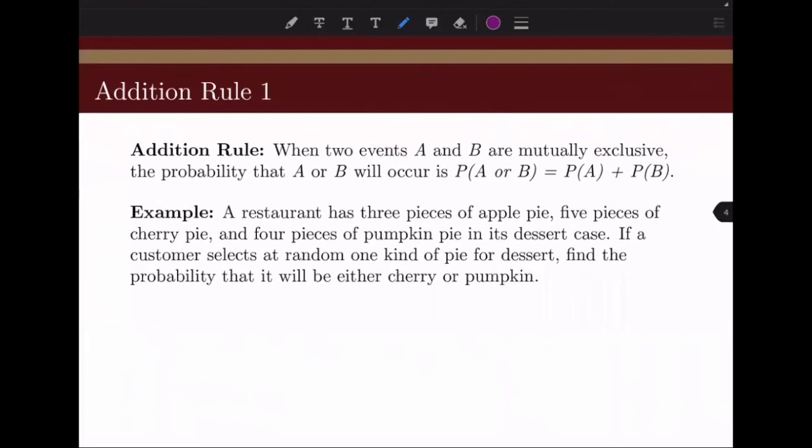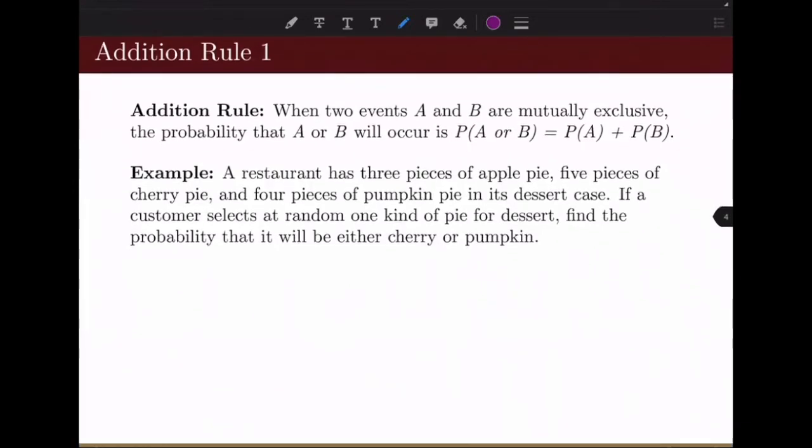Moving on, the addition rule. When two events A and B are mutually exclusive, the probability that A or B will occur is P(A or B) equals the probability of A plus the probability of B. We'll go ahead and run through an example where we need to use this rule. A restaurant has 3 pieces of apple pie, 5 pieces of cherry pie, and 4 pieces of pumpkin pie in its dessert case. If a customer selects at random one kind of pie for dessert, find the probability it will either be cherry or pumpkin.